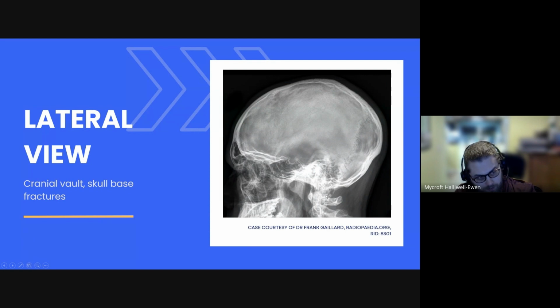We have atlas and axis. This is our major airway. We've got oropharynx, nasopharynx, nasal cavity, and we can just see the frontal sinus sitting here. Good. Fine.